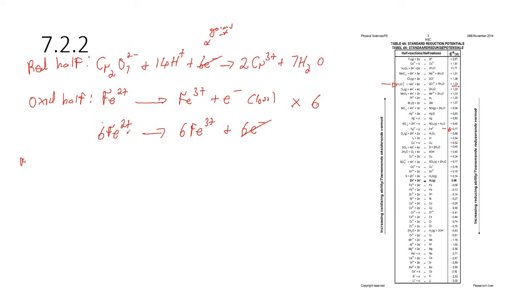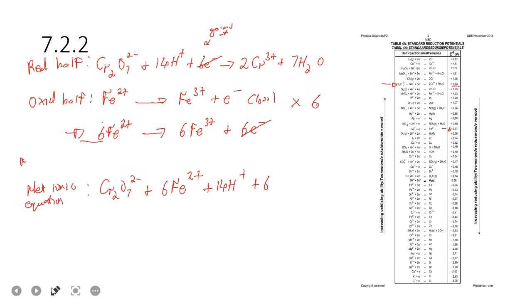So after canceling off, it's just a matter of writing here net ionic equation or reaction. So this will give us Cr2O7 2-. So you simply drop whatever is on the reactant side. So we have 6Fe2+. Remember, I'm no longer considering this one. This is my new oxidation half reaction. And then also we have plus 14H+. Remember the 6 is no longer there. We cancel it out.